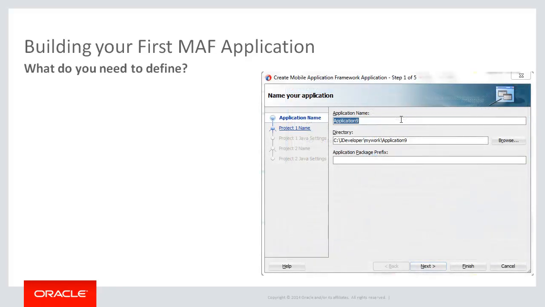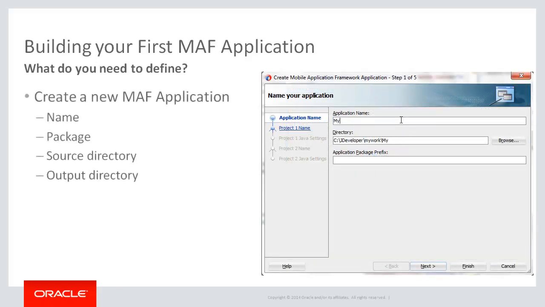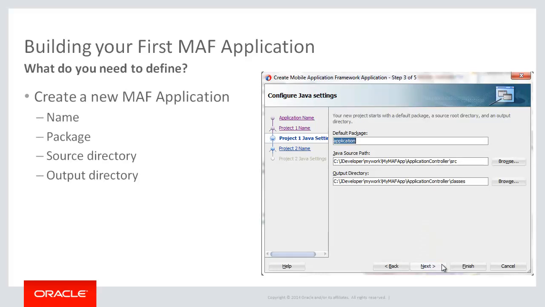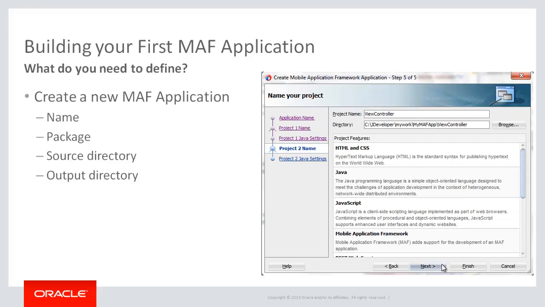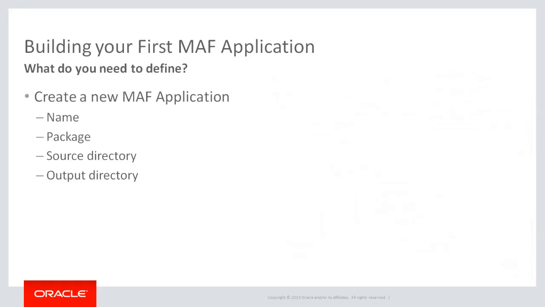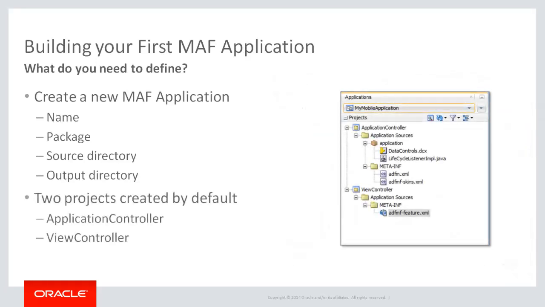JDeveloper will then allow you to define some basic information about the application, including its name, the default package name, and the directory structures. By default, two projects are created here, one called Application Controller and one View Controller. A project is simply a container for your application source code. So let's look at why you get two.